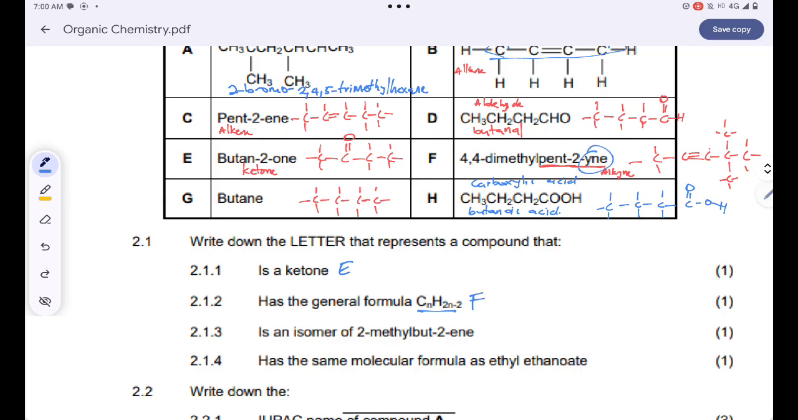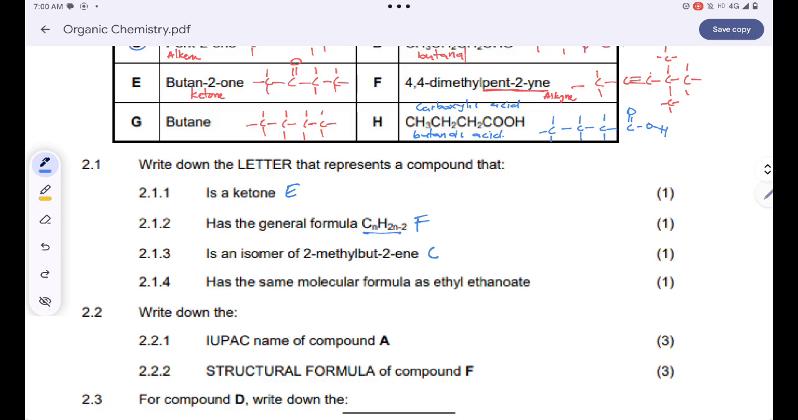We can see our suffix is -yne in there. And then a compound that is an isomer of 2-methylbutene. 2-methylbutene, guys, is an alkene that has 5 carbons. The only alkene that has 5 carbons is compound C. Okay.